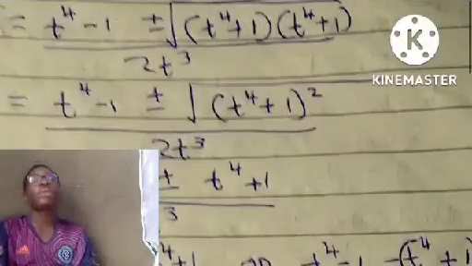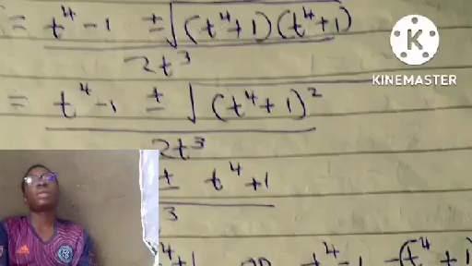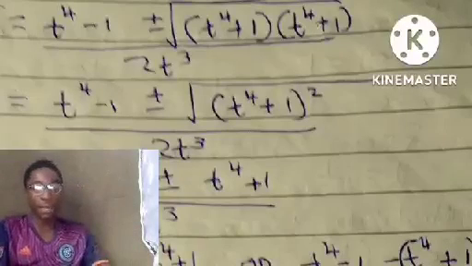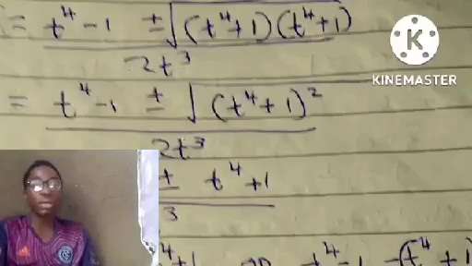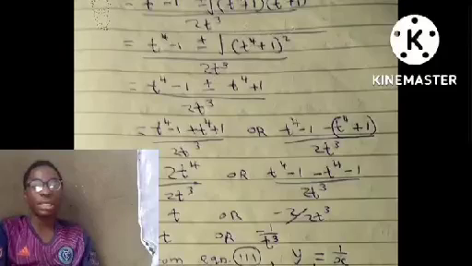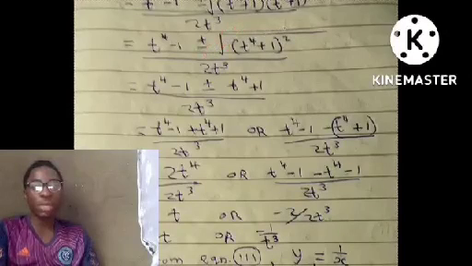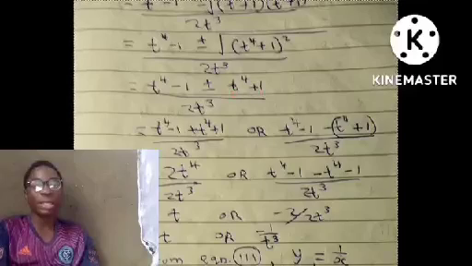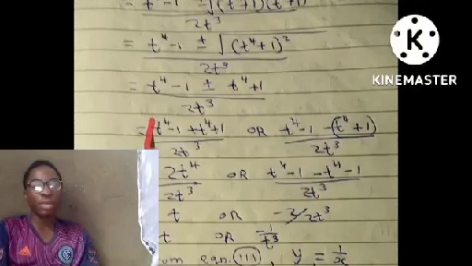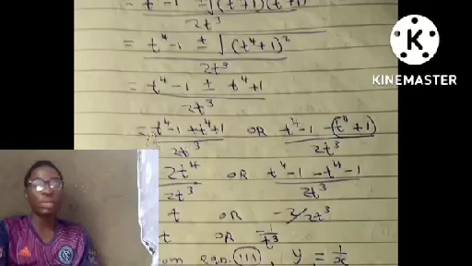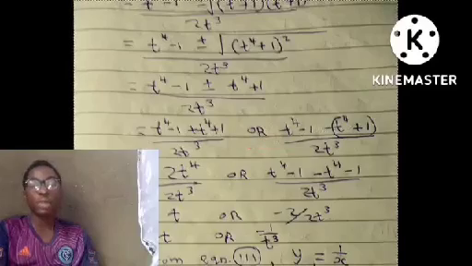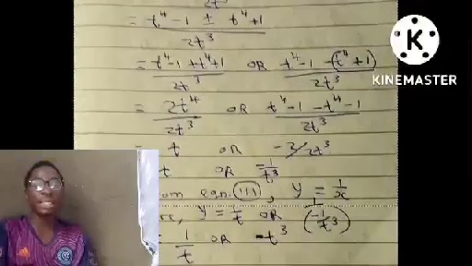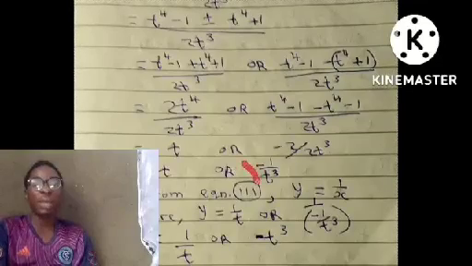t to the power 4 minus 1, plus or minus the square root of t to the power 4 plus 1 times t to the power 4 plus 1. I factorized what is in the bracket, so over 2t cubed. When you do that, the square root here cancels the square. That will leave us t to the power 4 minus 1 here. Then this will be t to the power 4 minus 1 plus t to the power 4 plus 1 over 2t cubed, or t to the power 4 minus 1 minus t to the power 4 plus 1 over 2t cubed. So it will give you two answers. So x will be either t, or x is minus 1 over t cubed.